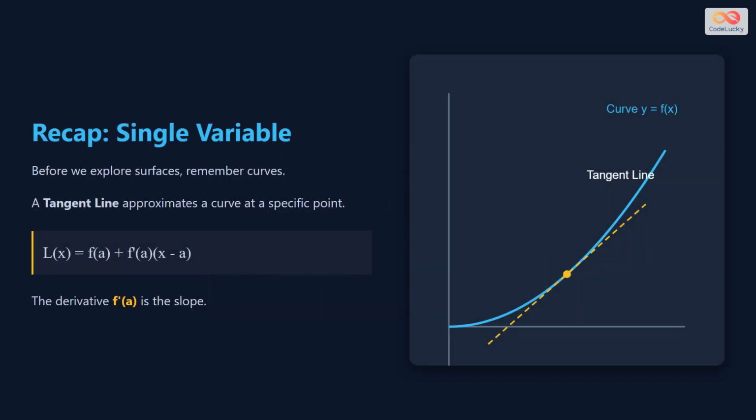Let's start by looking back at single-variable calculus. When we had a curve, we used a tangent line to approximate it at a specific point. The equation for this line used the derivative, which represented the slope of the curve at that exact spot.